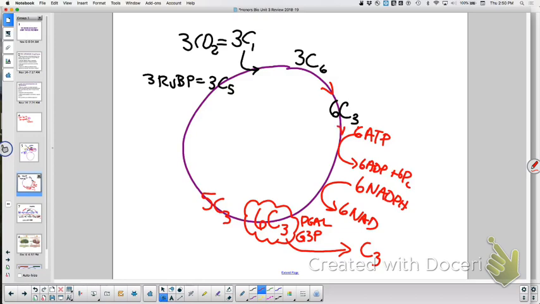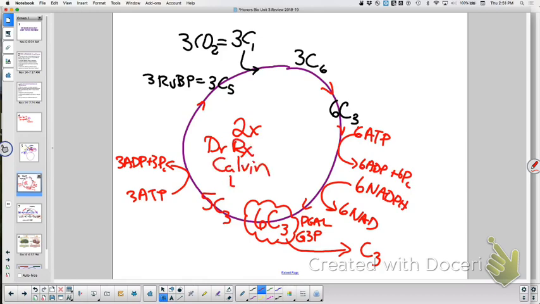And then what am I going to do? I'm going to use some ATP. And now I am back to 3C5. And I'm going to do this two times. What is its name again? Dark reaction or Calvin cycle or the independent reaction. The second time, I'll have another C3, which is equal to a glucose.